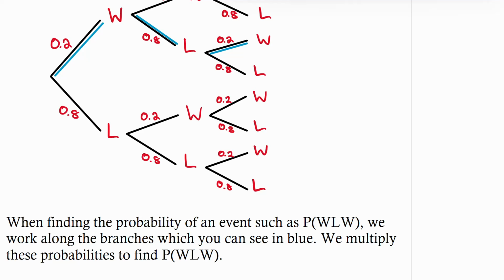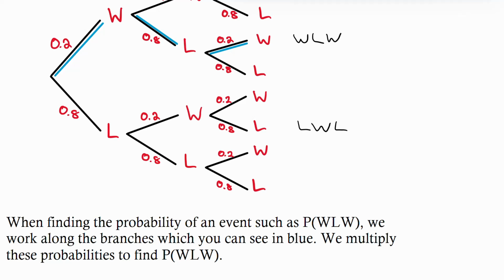When you're finding the probability of a specific event, such as win, loss, win, we're working along the branches. We're going from left to right, and you can see that in blue on the tree diagram above. We're going win, then we have a loss, then we have a win. That's the probability of win, loss, win over here. Let's say I wanted to do another one down here. This would be loss, win, loss. You're going along the branches, all right?